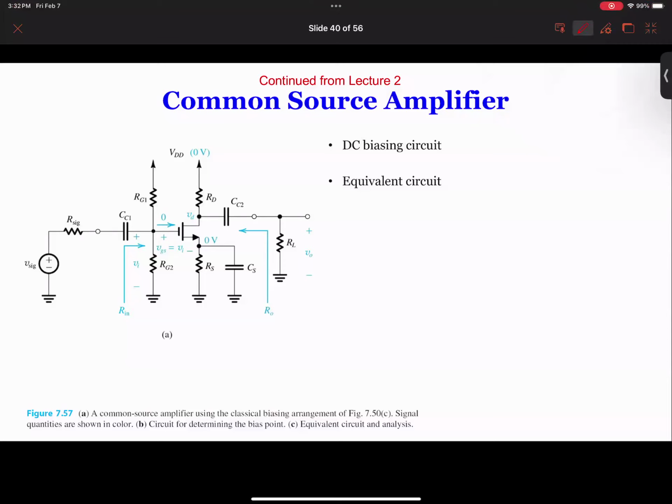So we can derive the DC circuit by simply eliminating this, and this, and this. So it becomes a very simple circuit, which we already discussed last week, on how to calculate the DC biasing.